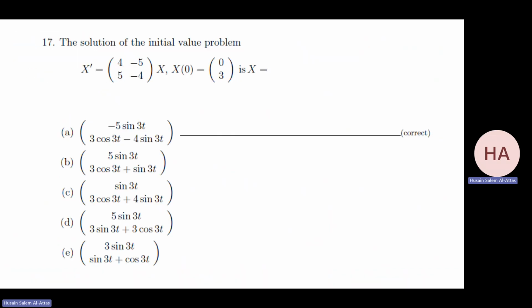4, minus 5, 5, minus 4. Yeah, it's a little bit complicated. Let me try to do it carefully. 4 minus lambda, minus 5, 5, minus 4 minus lambda. That will be what? Lambda square, 4 lambda minus 4 lambda, minus 16 plus 25. So lambda equals plus or minus 3i. Good.